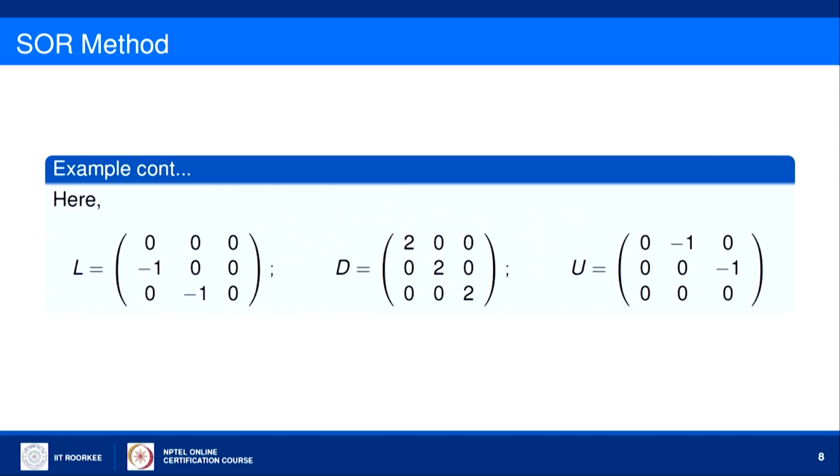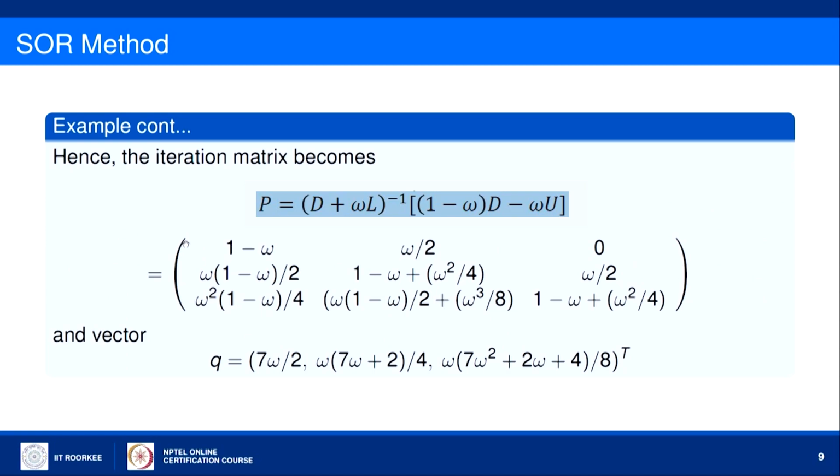So, if we see, the coefficient matrix A can be written in terms of a lower triangular matrix L, a diagonal matrix D, and an upper triangular matrix U. So, for this matrix A, L will be this, D will be like this, and U will become this matrix. Now, as we know, the iteration matrix for successive over relaxation is given by this particular scheme. So, if I calculate here, the iteration matrix in terms of omega comes out to be in this form.